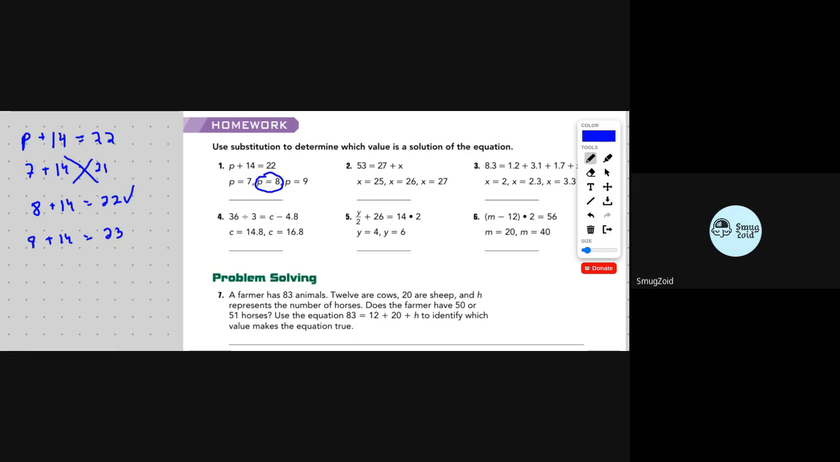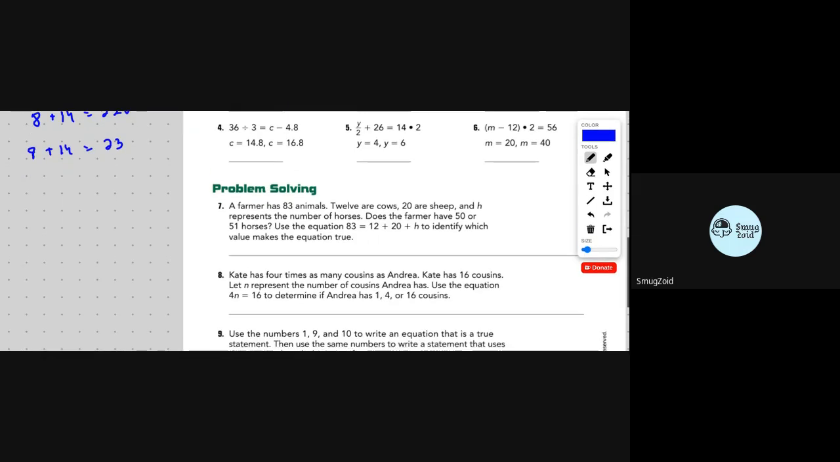Last one is a farmer has 83 animals. You could draw it. You can understand it. 83 animals, 12 are cows, 20 are sheep, and H represents the number of horses, right? Does the farmer have 50 or 51 horses? They give you the equation. 83, this is 12 for the cows and 20 for the sheep. They're saying, what must H be? It's either going to be 50 or 51. You can solve for that. And then you can read these and try these other ones as well. It's not too bad. You should be able to do this, okay?